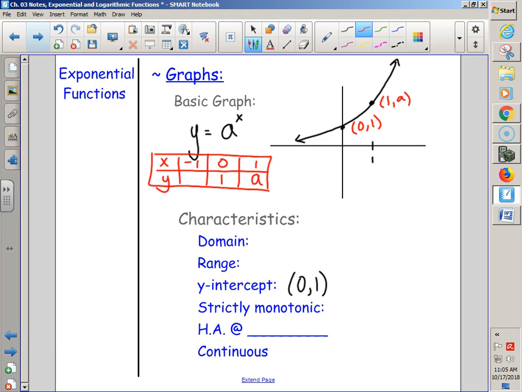What am I missing? Negative 1. Why am I going to write 1 over a? A to the negative 1. A negative power is a reciprocal, so it's going to be a to the 1, but down here in the denominator. So I could also go ahead and show negative 1. Those are the 3 representative points that we're going to use for this parent function.